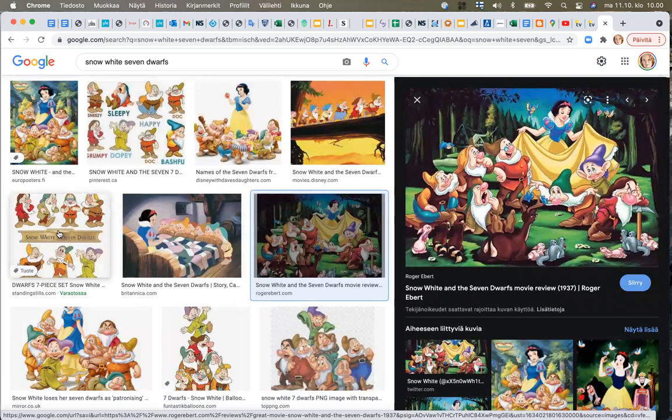Okay, when you saw Snow White and the Seven Dwarfs for the first time, do you remember what your reaction was to the dwarfs? Or if you have seen this movie?